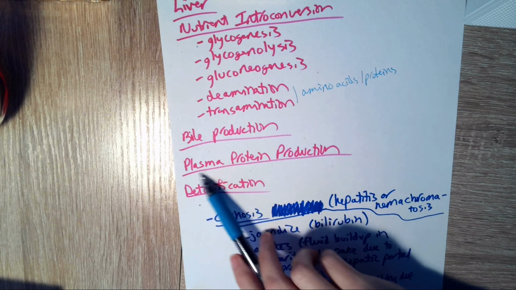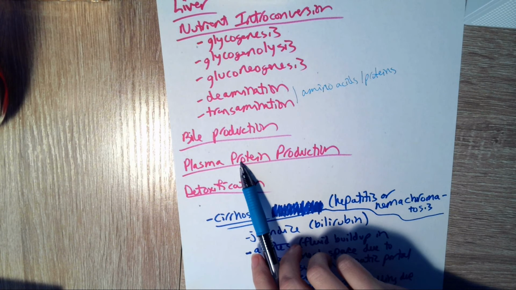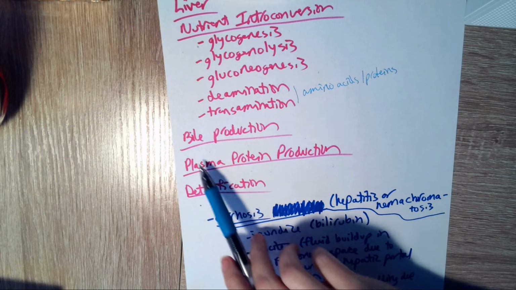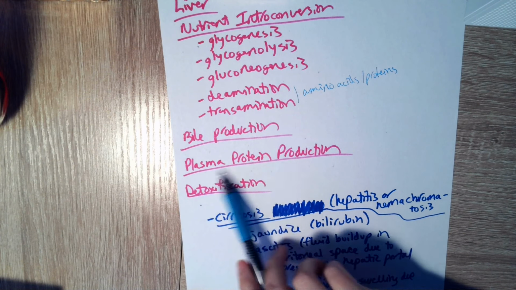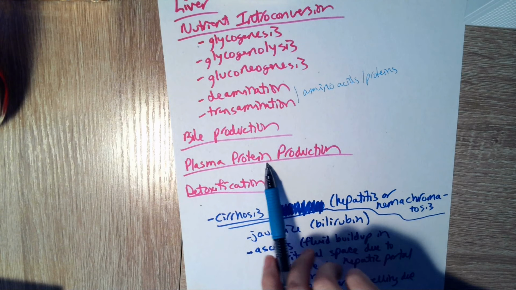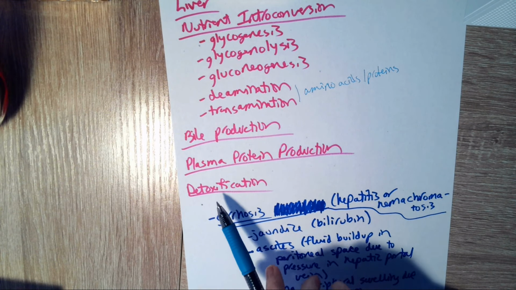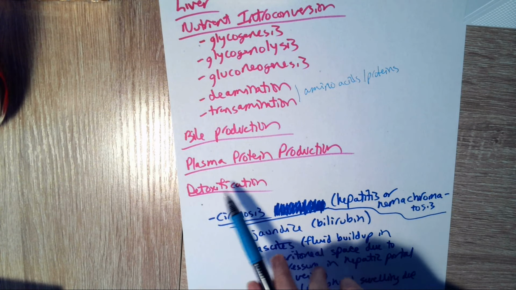Hepatocytes in the liver also make your plasma proteins like plasminogen, fibrinogen, the albumins, all these sorts of things that we have floating around, these proteins that are floating around in your blood made by the liver. And then they do detoxification, so various drugs, ammonia, metabolic byproducts, all sorts of stuff detoxified in the liver.